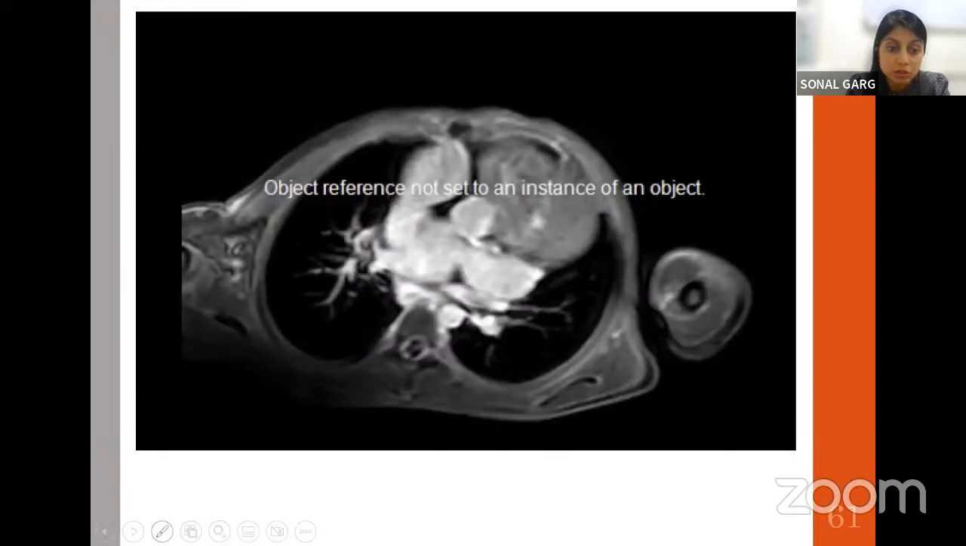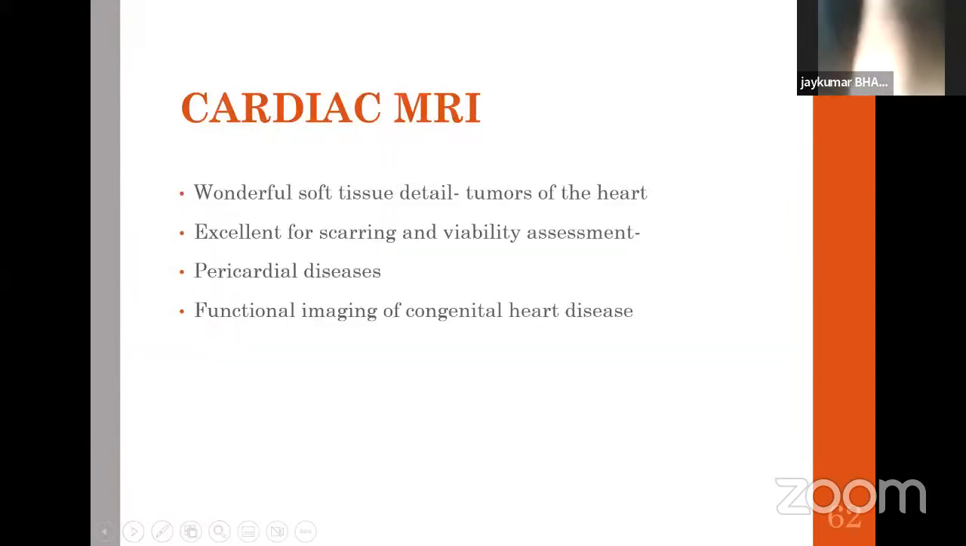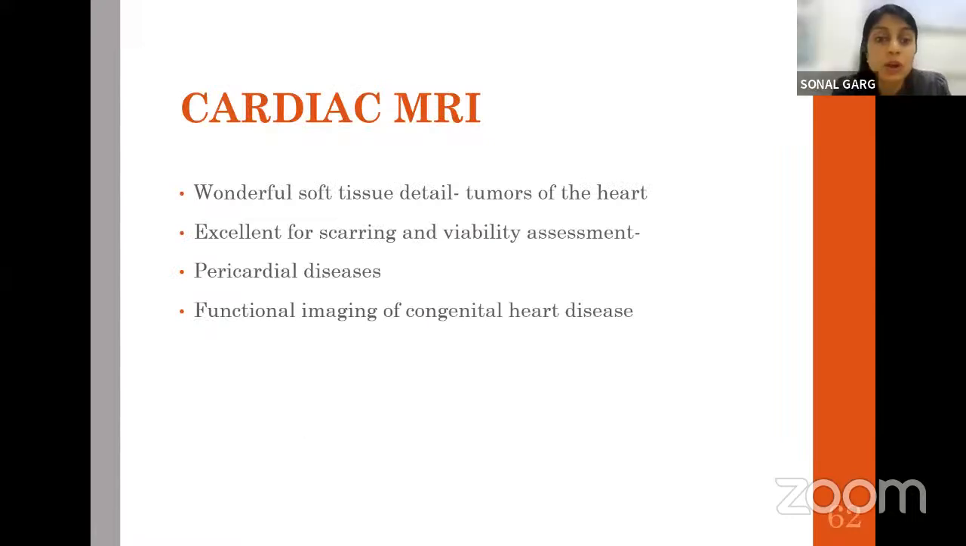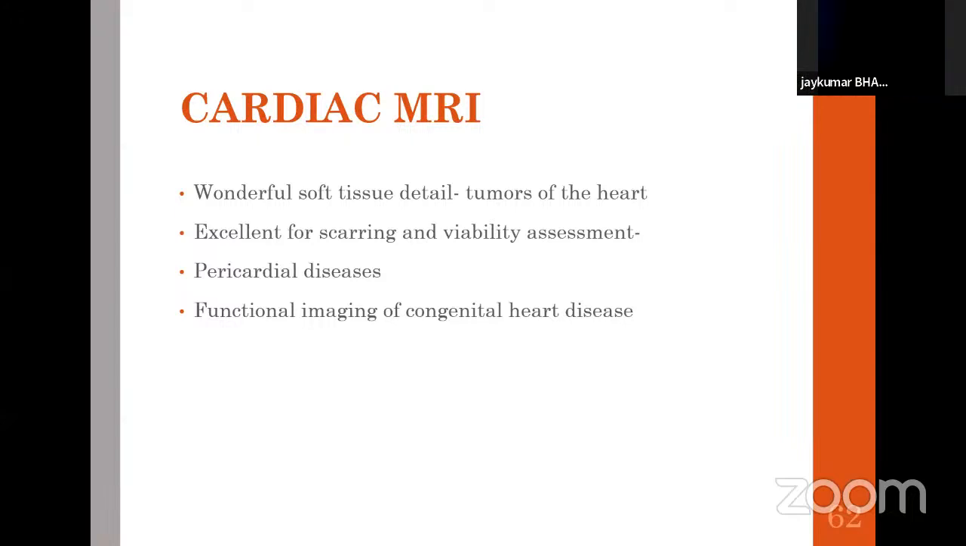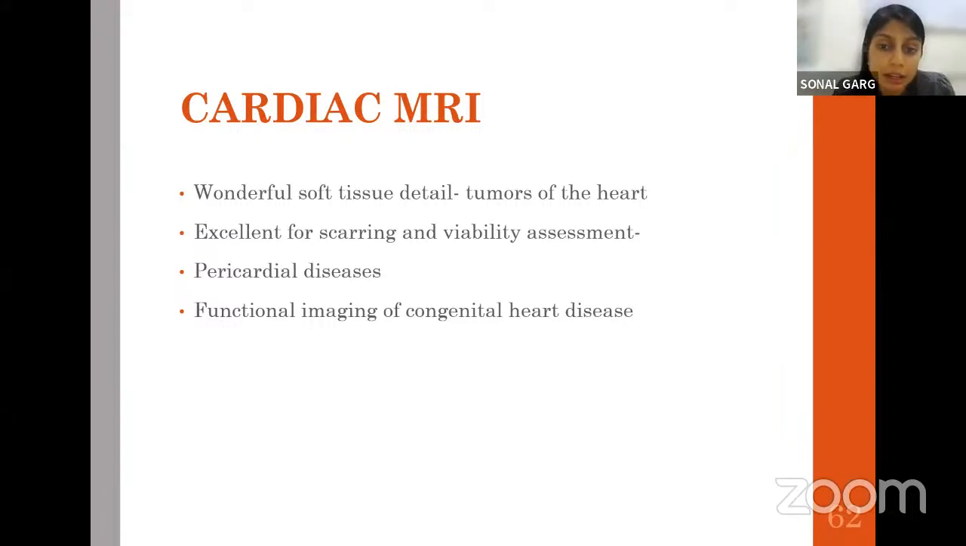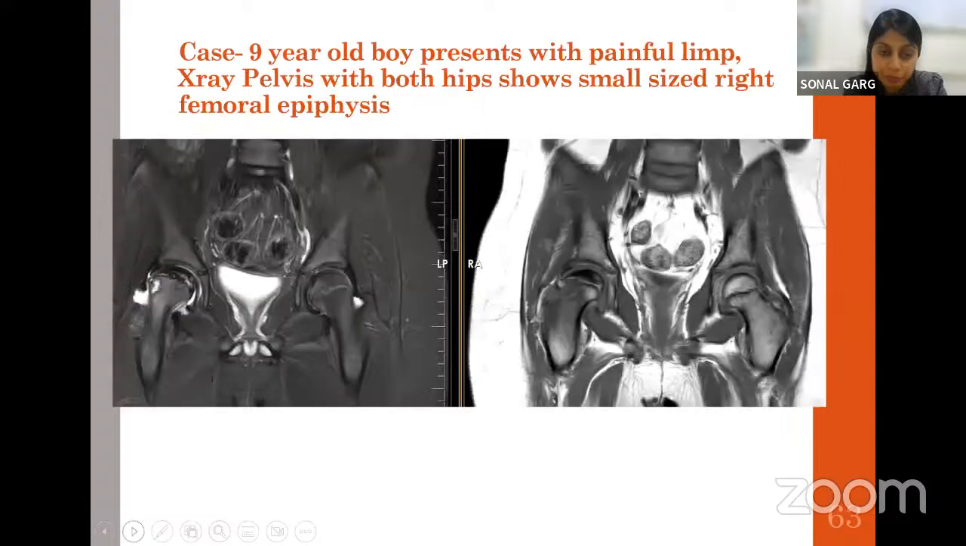So this is cardiac MRI, which also has many and varied uses. It has wonderful soft tissue details for tumors of the heart, like a rhabdomyoma, etc. It is excellent for scarring and viability assessment, as in this case, where you can see that there is scarring in the myocardium and that alters clinical management for pericardial diseases and functional imaging of congenital heart disease.